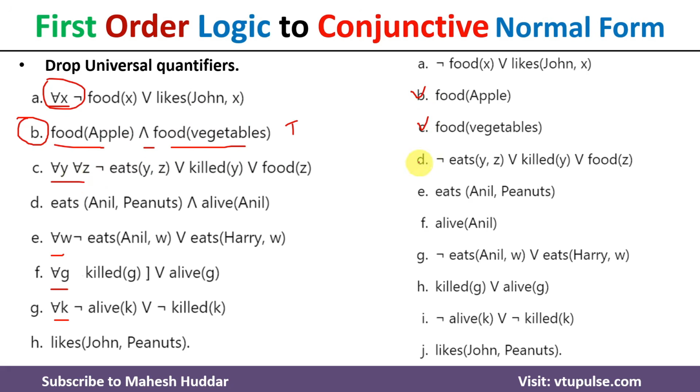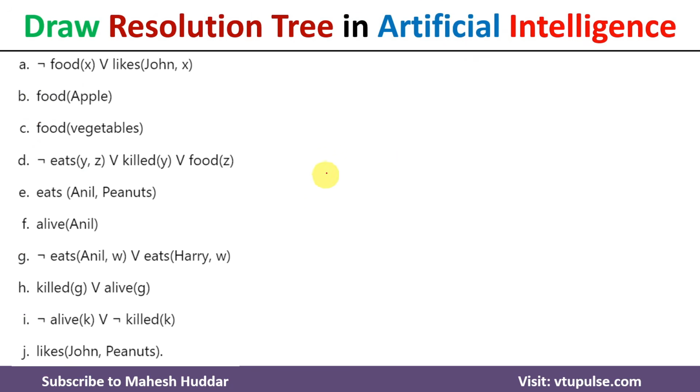Similarly, we have removed these two things, we have written D and so on in this case. So once you drop the universal quantifiers, we will get the predicate logic in the form of conjunctive normal form here. Now, once you get the conjunctive normal form, next we need to draw the resolution tree to prove the given predicate here.